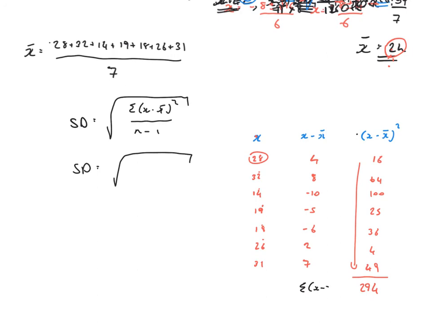That's sigma x minus x bar all squared, and that's equal to 294. So it's the square root of 294 divided by the sample size, take away 1. The sample size is 7, so the sample size take away 1 is 6. So that is the square root of 49, which is equal to 7. The standard deviation is 7.